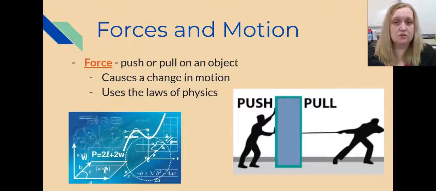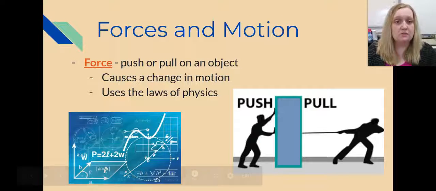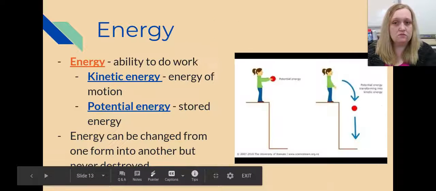Next one is force and motion. Force is a push or pull on an object. Forces are going to cause a change in motion, and it's also a big concept in the laws of physics. So Isaac Newton was a physicist that came up with the different laws of motion. There's actually 3 of them, and that's something we'll look at as well. So push or pull. So this individual is pushing on this wall while this person is pulling, and both of those are types of force.